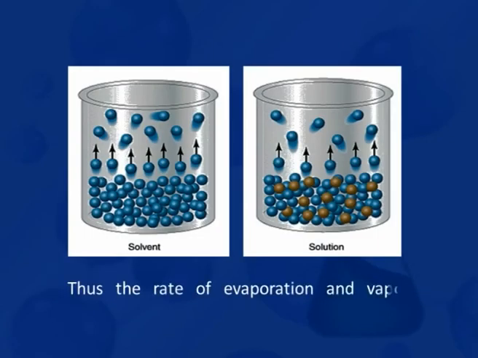This you can see in this figure. In first figure, there are solvent particles only, but in second figure, some solute particles have occupied the surface, and hence the number of solvent particles which can escape out in vapor phase becomes less. Hence, the vapor pressure in second case is lowered. Because of this phenomena, the rate of evaporation and vapor pressure both decrease.